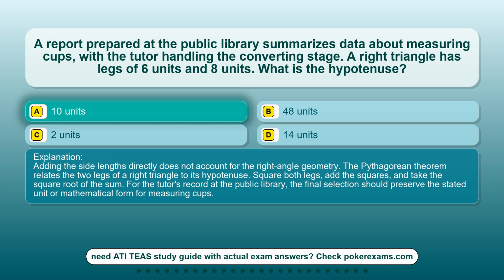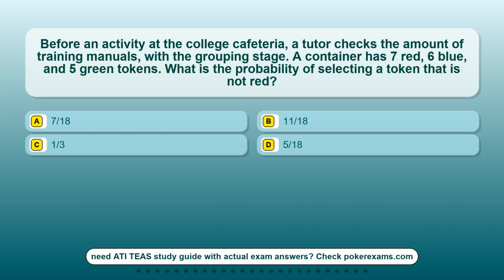measuring cups. Question 8. Before an activity at the college cafeteria, a tutor checks the amount of training manuals, with the grouping stage. A container has 7 red, 6 blue, and 5 green tokens. What is the probability of selecting a token that is not red? Option A, 7/18. Option B, 11/18. Option C, 1/3. Option D, 5/18.